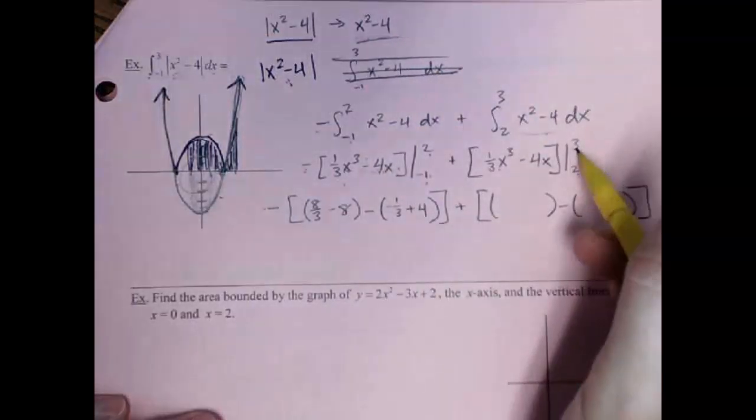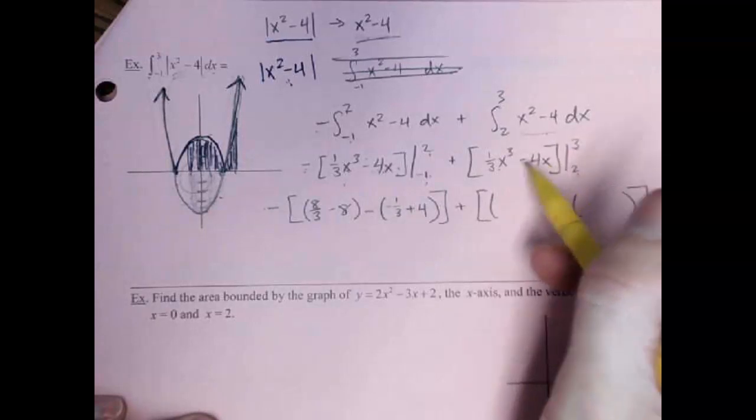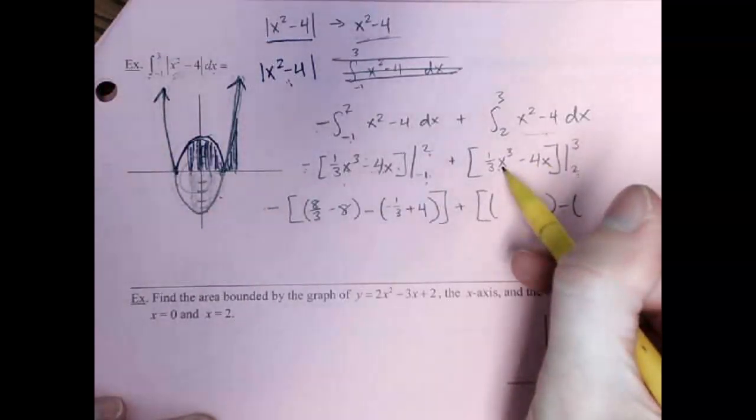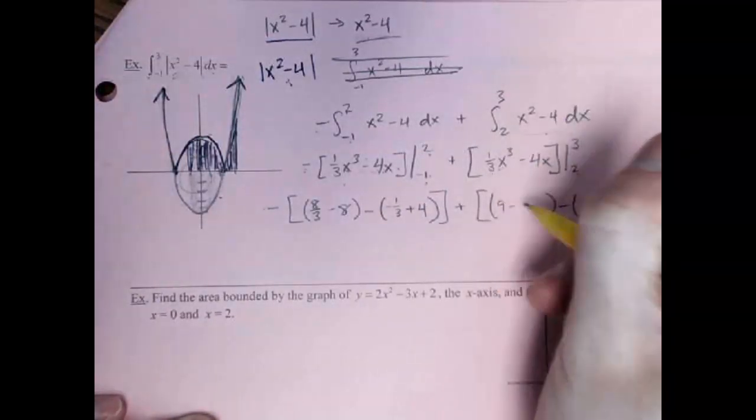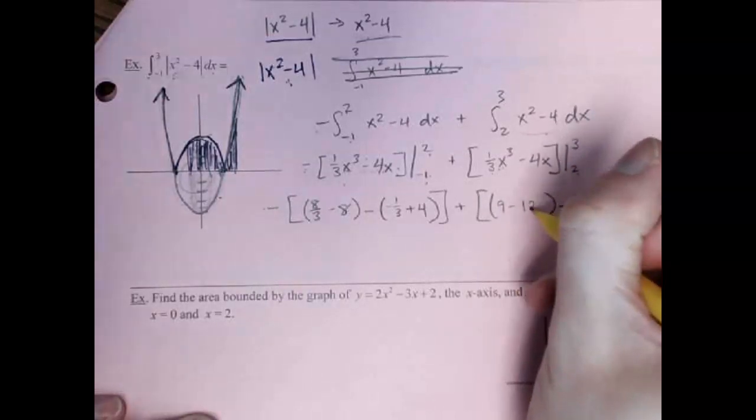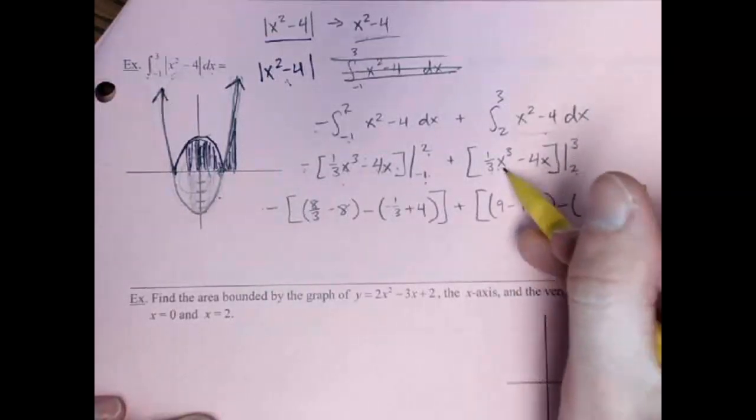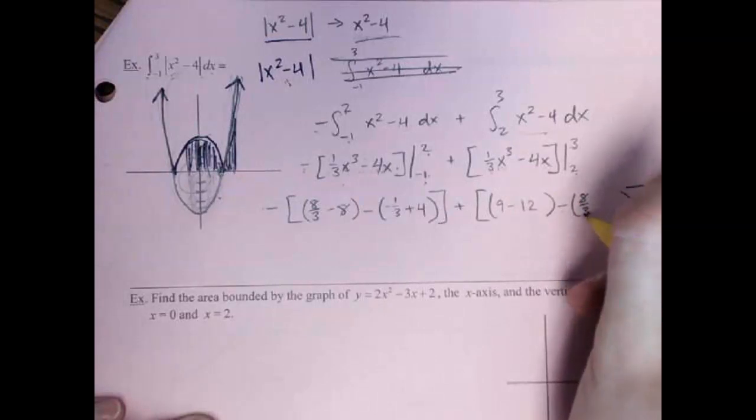And plugging in 3. 3 to the third power is 27. 27 divided by 3 would be 9. 4 times 3 is 12. Then if you plug in the 2, you're going to get the 8/3 minus 8 again.